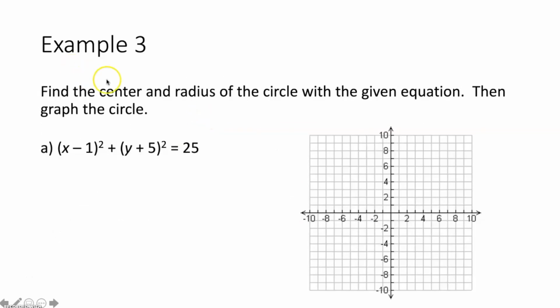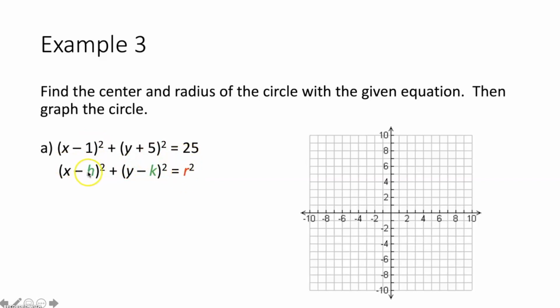Now example 3 says find the center and radius of the circle with the given equation, then graph the circle. So we are given the equation of a circle in the coordinate plane and we need to extract the center and the radius, and then we can graph that circle. So the way we're going to determine what the center and radius of this circle are is we're going to compare this equation to the equation of a circle in the coordinate plane. (X minus h) squared plus (y minus k) squared equals r squared. So all we have to do is compare each of these equations and we can figure out what our h value is, what our k value is, and what our r is.